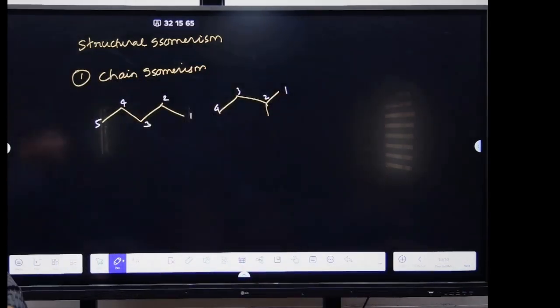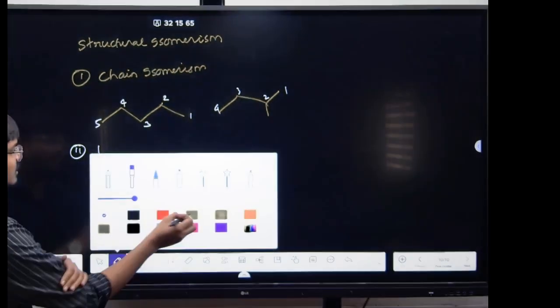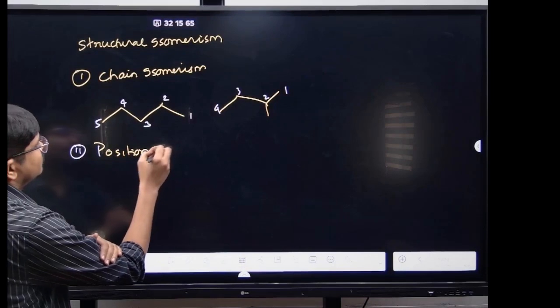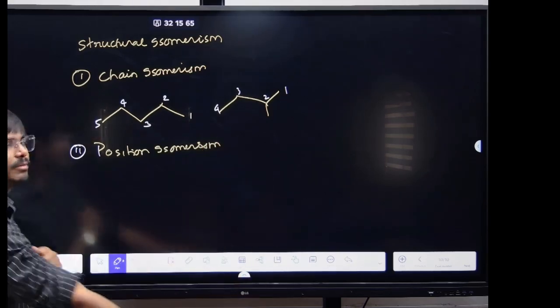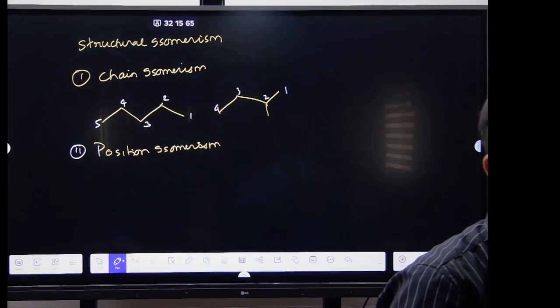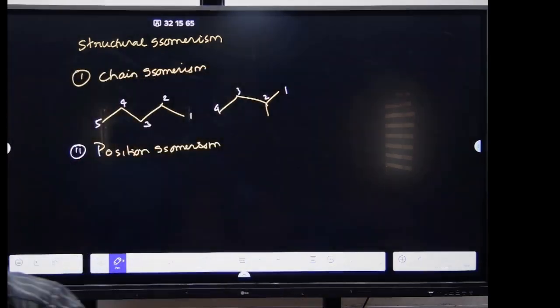Got it. Now the second example is position isomerism. Position isomerism I am talking about, right? What do you mean by position isomerism? Position isomerism means you will have a different position of the functional group.